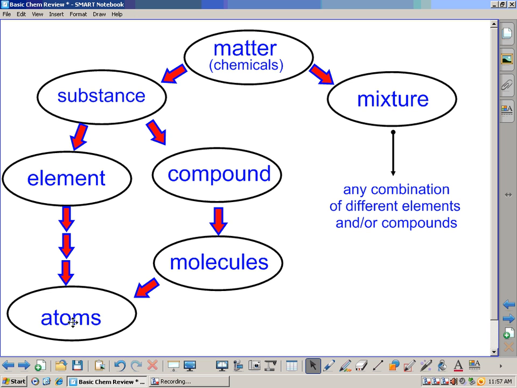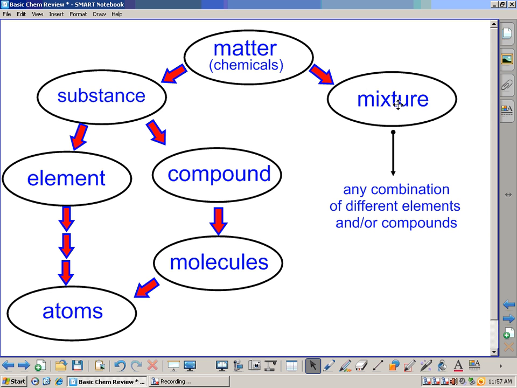So it would be accurate to say that all matter is made up of atoms. However, sometimes those atoms are separate, which gives you an element. And sometimes those atoms are bonded together to form special molecules. In that case, you have a compound. But once again, everything on this side of the chart, this is all pure substances.